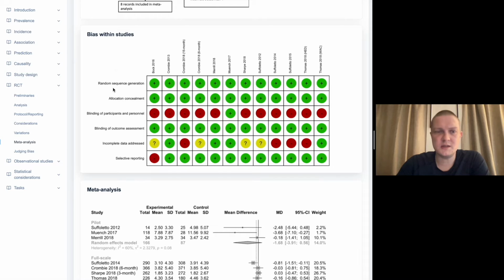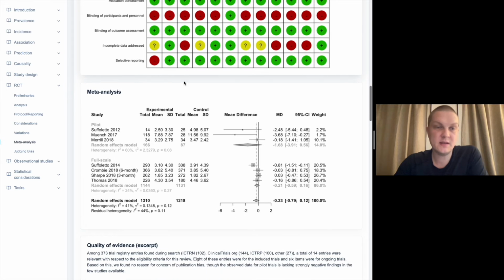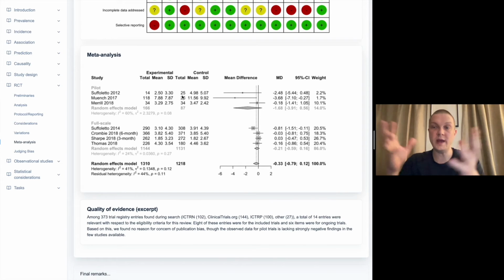And then there are other domains such as random sequence generation, that one was fine in all of them, etc. The way we present the meta-analysis itself, that is the weighing of all the studies, is usually done in what we call a forest plot. Here you have, for each row, one of the studies that is included. There is some identifier of the study here. In the first column, you have the number of individuals in the intervention arm or the experimental arm and their average mean score outcome, the standard deviation of the outcome. Then you have the number of individuals in the control arm, their mean scores, and the standard deviation.